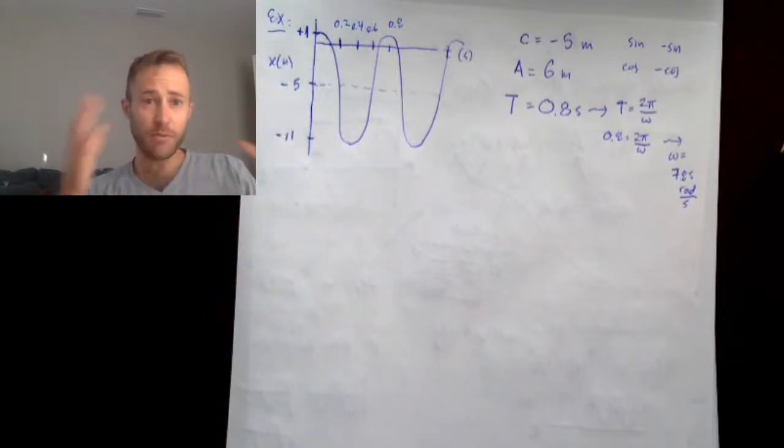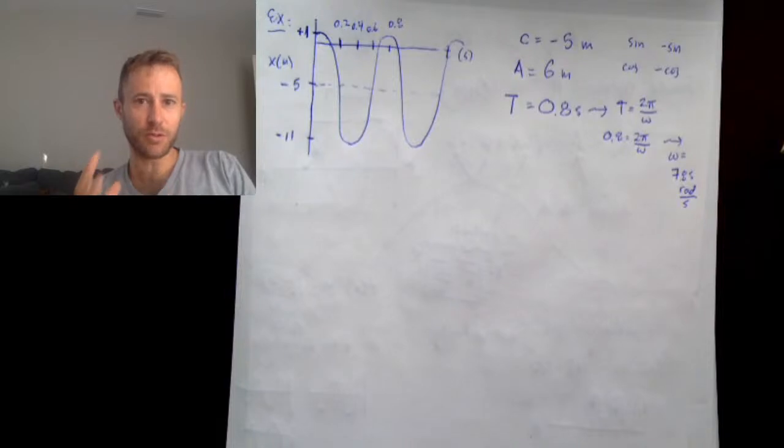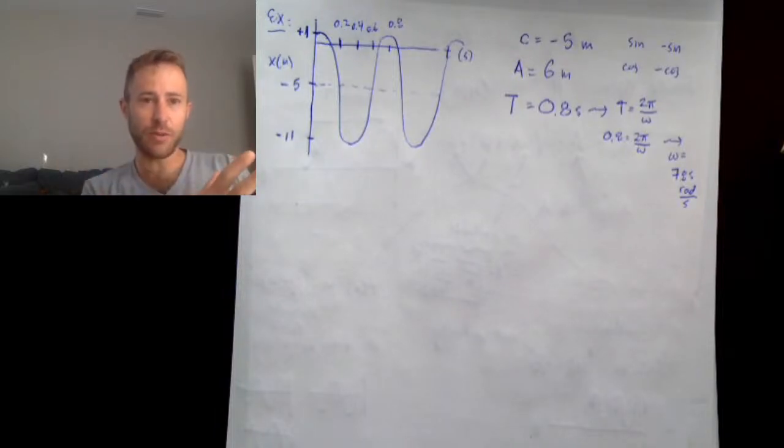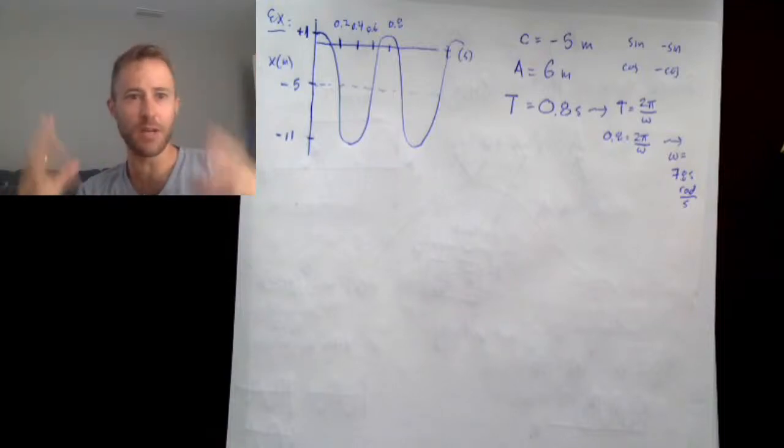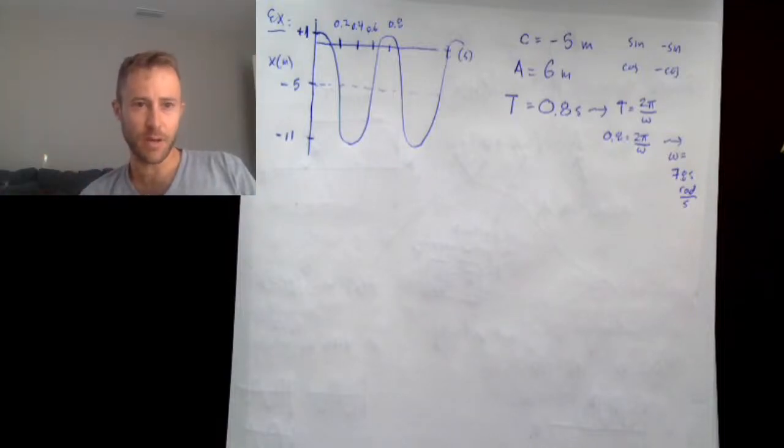Because all of the trig functions represent simple harmonic motion. What makes it simple harmonic motion is your position as a function of time looks like a sine graph or a cosine graph or some combination of the two. All right?